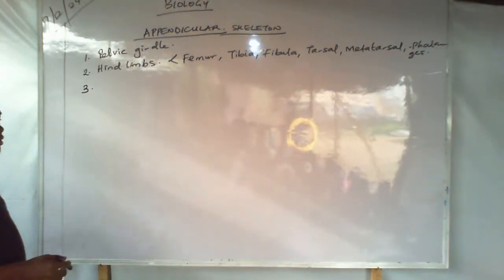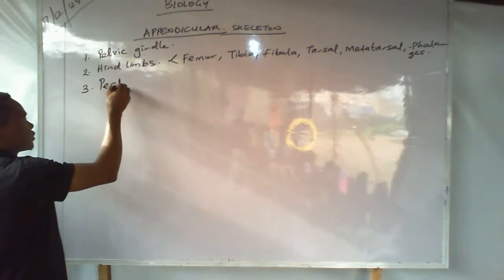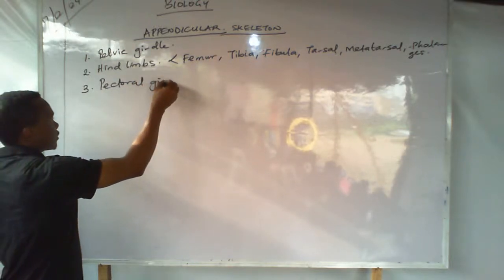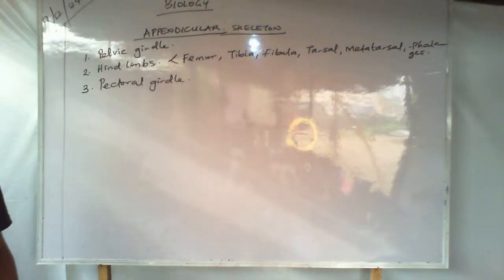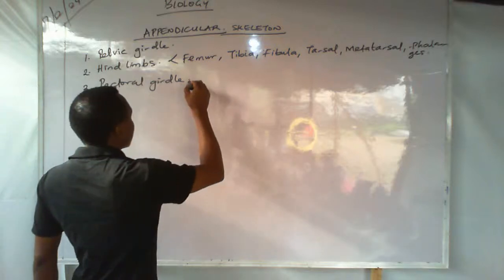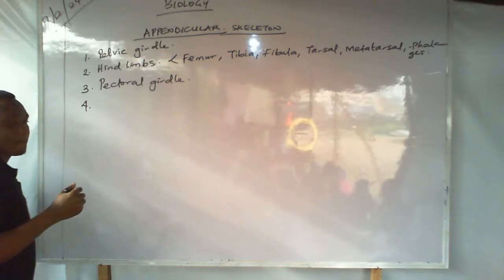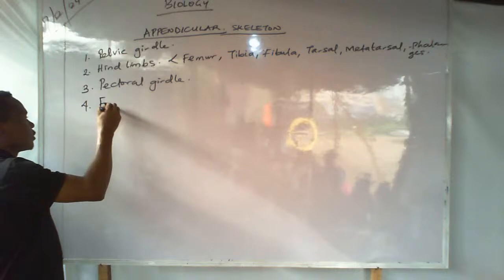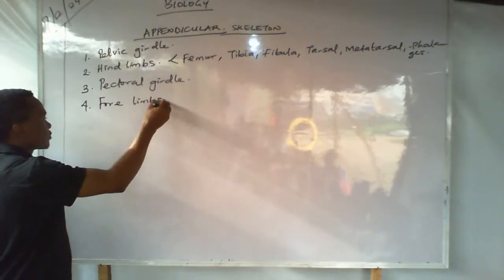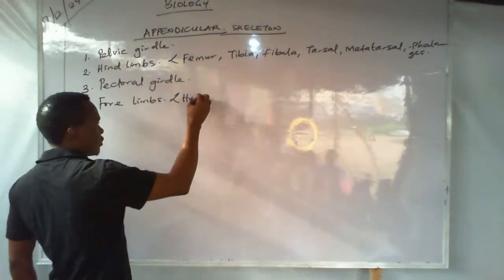Then we have number 3, which is the pectoral girdle, which is made up mainly of the scapula and all sorts. We talk about it when we get there. Then number 4, we have the forelimbs. The forelimbs are made up of what? The like of the femur in the hind limbs, which is called the humerus.